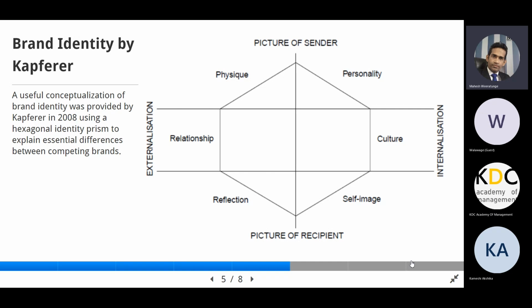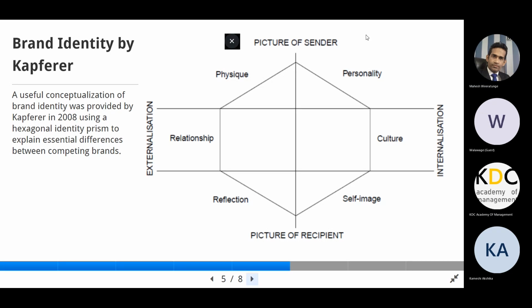Okay, so let's look at this one. The CAP4S brand identity prism.